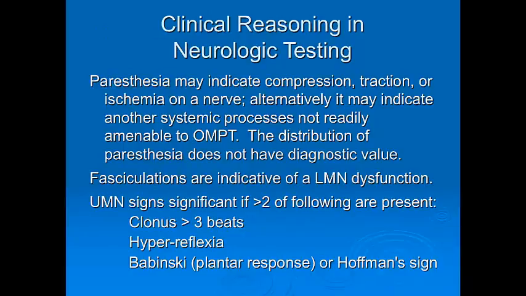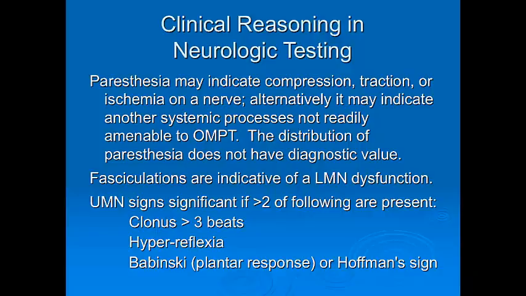When we begin to reason our neurologic signs and symptoms, paresthesia is often indicative of some kind of nerve compromise by means of compression, traction, or ischemia, but it could also be a systemic process causing the paresthesia. The distribution of paresthesia is not reliable diagnostically.